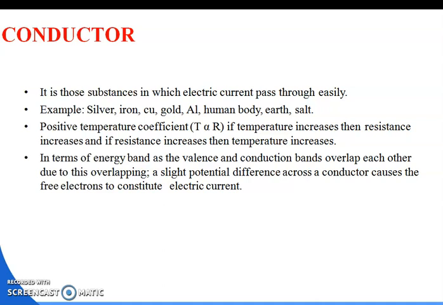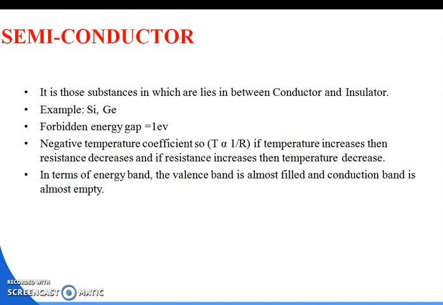In terms of energy band, the valency and conduction bands overlap with each other in the case of a conductor. Due to this overlapping, a slight potential difference across the conductor causes free electrons to constitute the electric current. Here the two bands overlap with each other, and the forbidden energy gap in the case of a conductor is 0 electron volt.